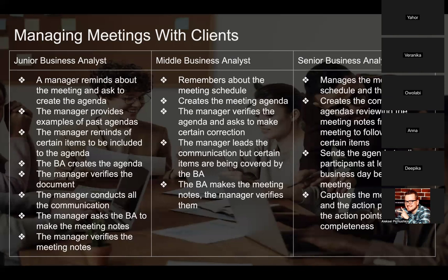The manager will probably also have to remind about certain action points and items that have to be included in this agenda. The manager will have to review it once the agenda is ready and completed by the business analyst. The manager will also have to come to this meeting with stakeholders, monitor how it goes, and probably lead the meeting, right? And the business analyst at this stage will just be listening and making notes, which then again will have to be checked by the manager. Here you can see how the involvement and the supervision of the manager is pretty high, right?